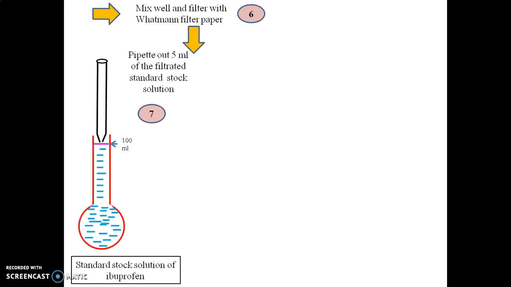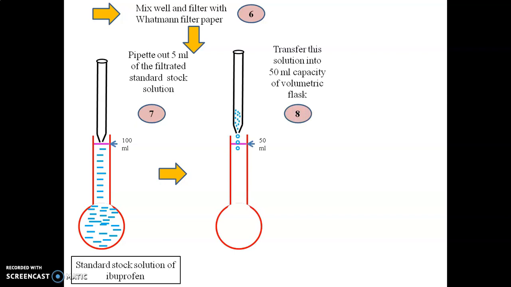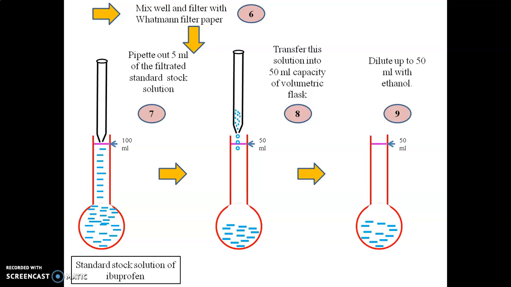Then pipette out 5 ml of the filtered standard stock solution of ibuprofen, transfer into another 50 ml capacity of the volumetric flask and sonicate for 5 minutes and then again dilute up to the 50 ml with ethanol.